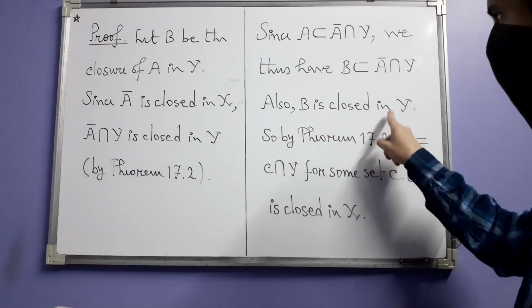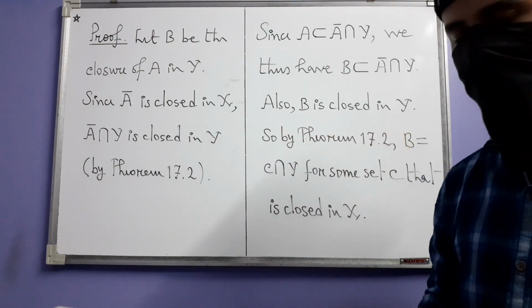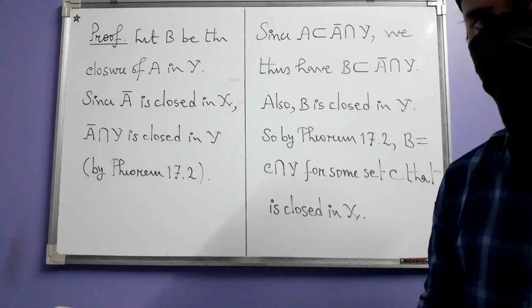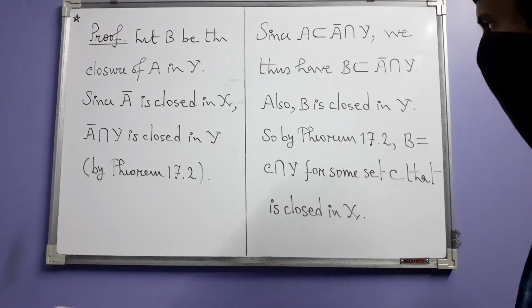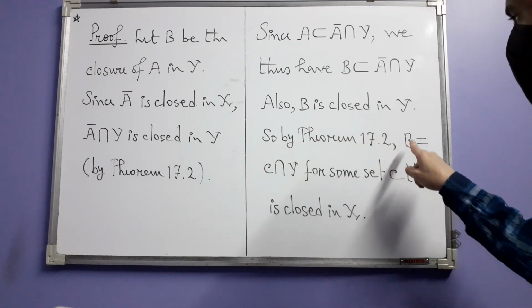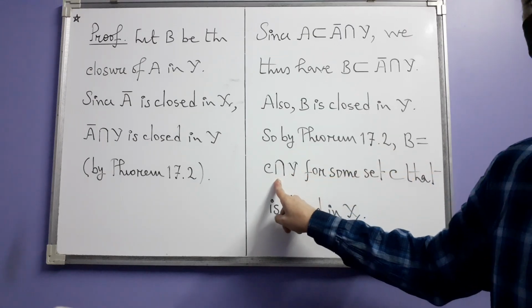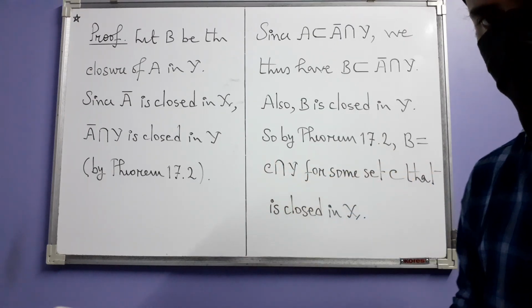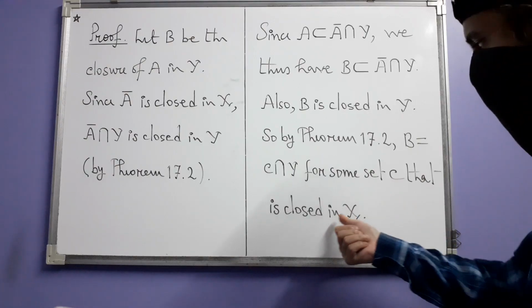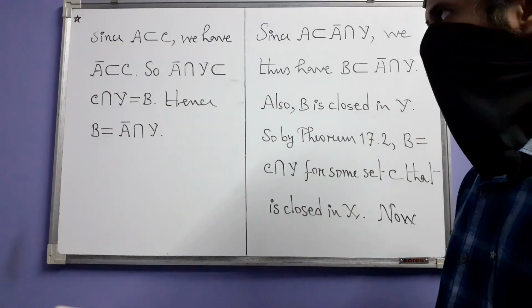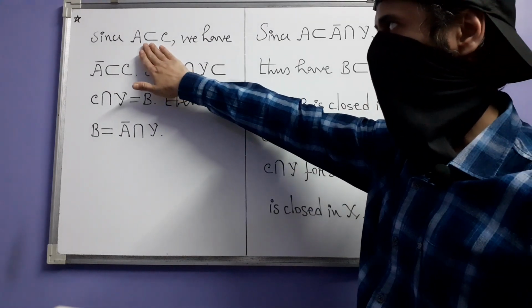Also, B is closed in Y because B is the closure of A in Y, and closures are closed. So, that is why again by that theorem, B will be of this form. B will be equal to C intersection Y for some set C that is closed in X. Next, we concentrate on this containment.